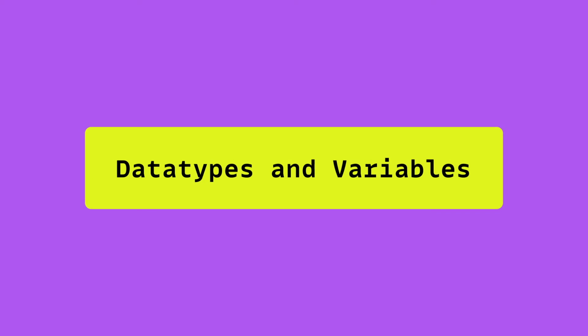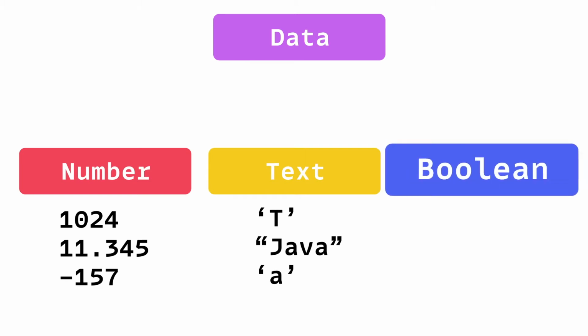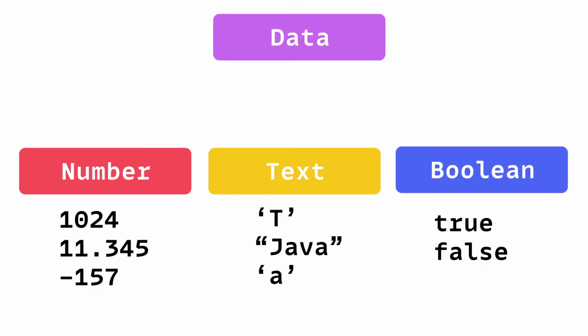In this video, we will be talking about data types and variables. While working with Java, we need to work with different types of data. Data may be a number, it can be a text, or might be in the Boolean format. To work with different kinds of data, Java has provided us different kinds of data types. Let's see the data types that are available in Java.